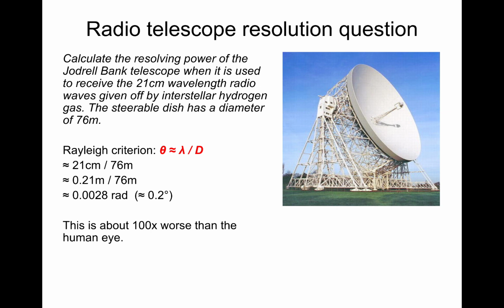Radio telescopes do have high collecting powers. Remember that collecting power is directly proportional to d squared. So obviously these have very large diameters, so they've got a very high collecting power.